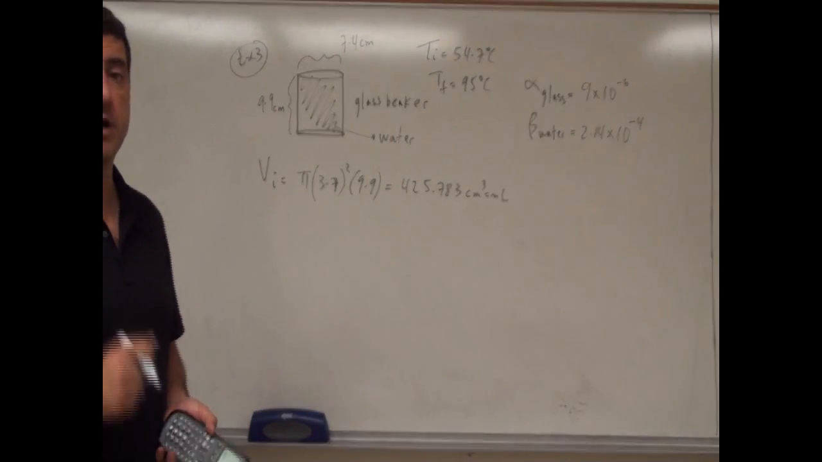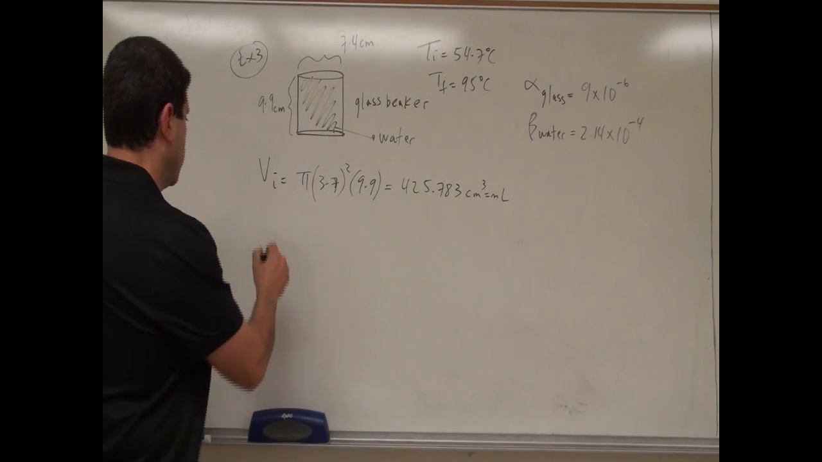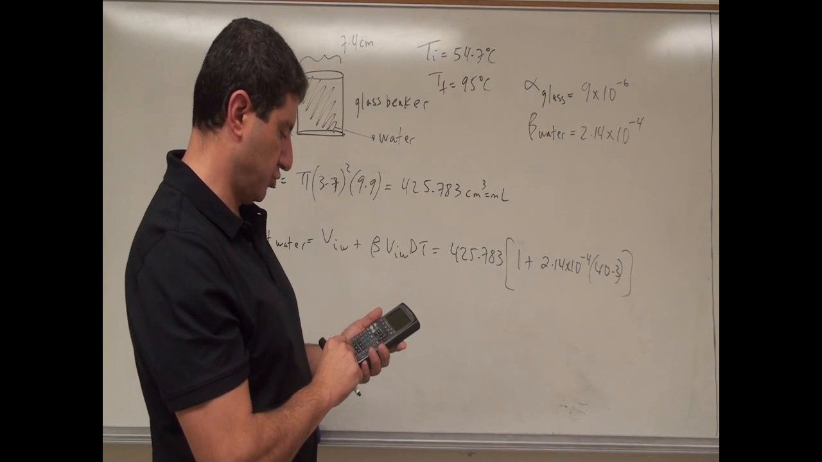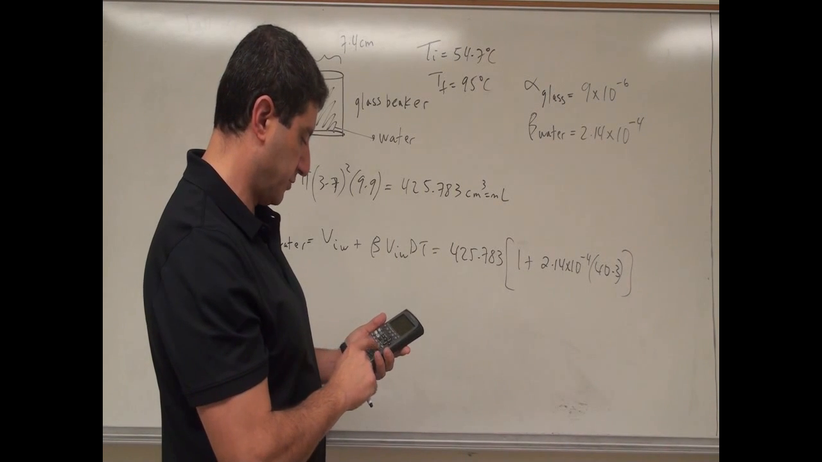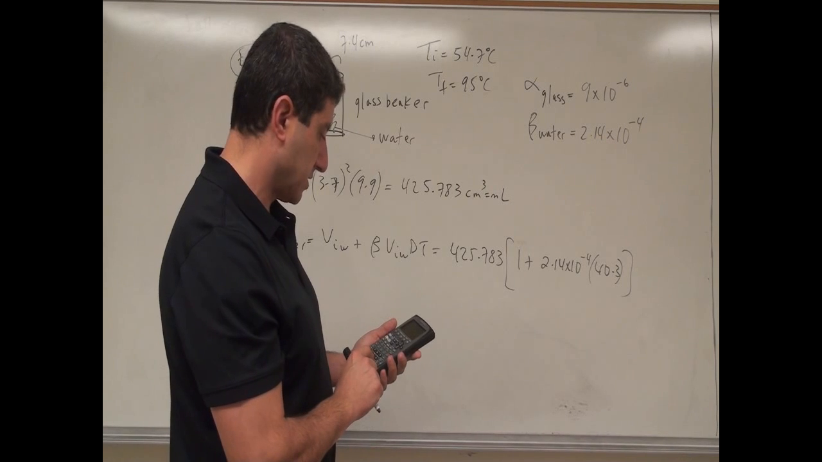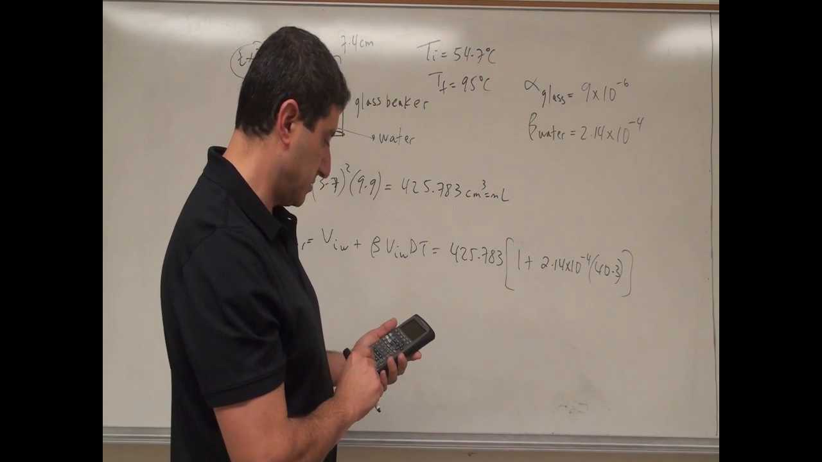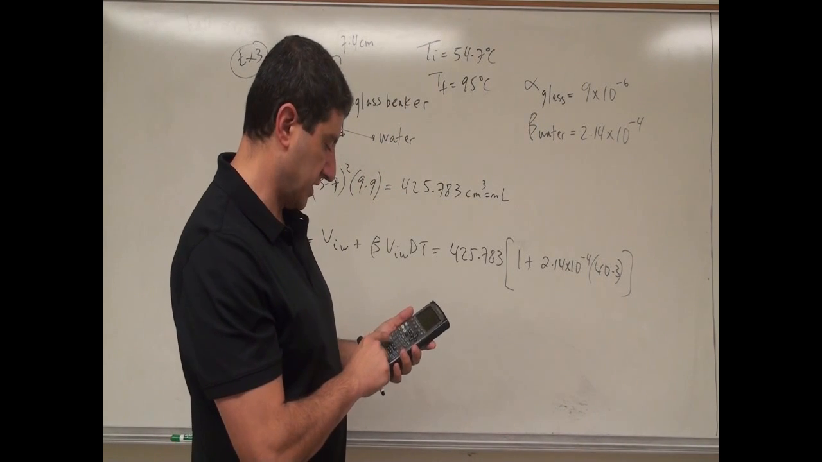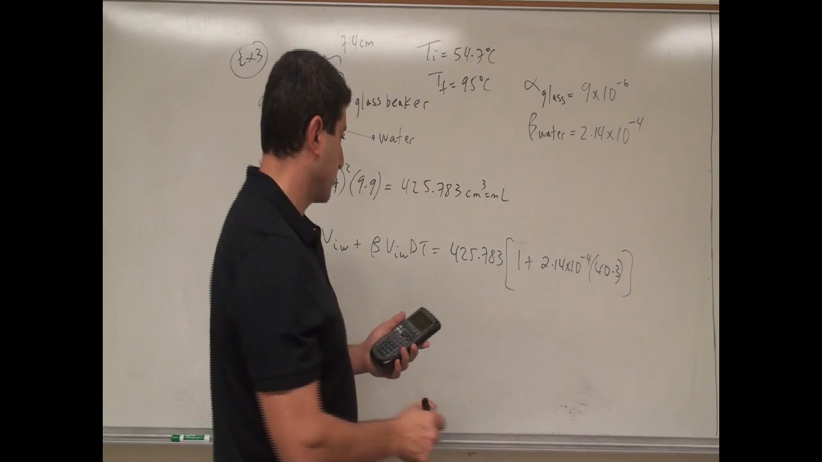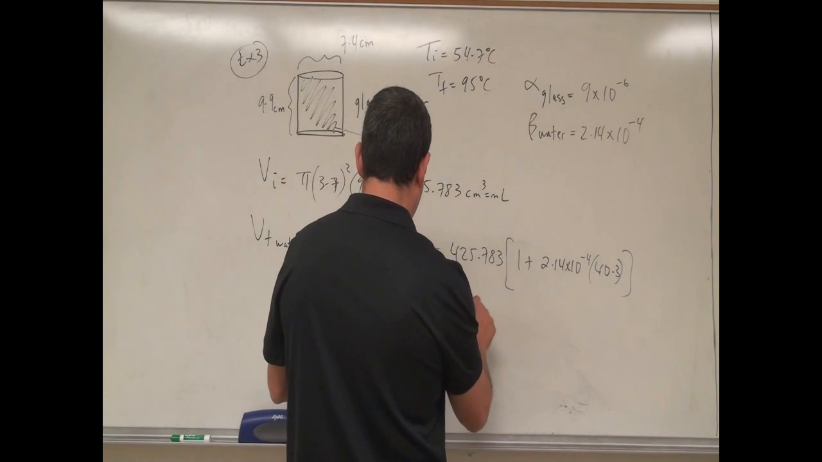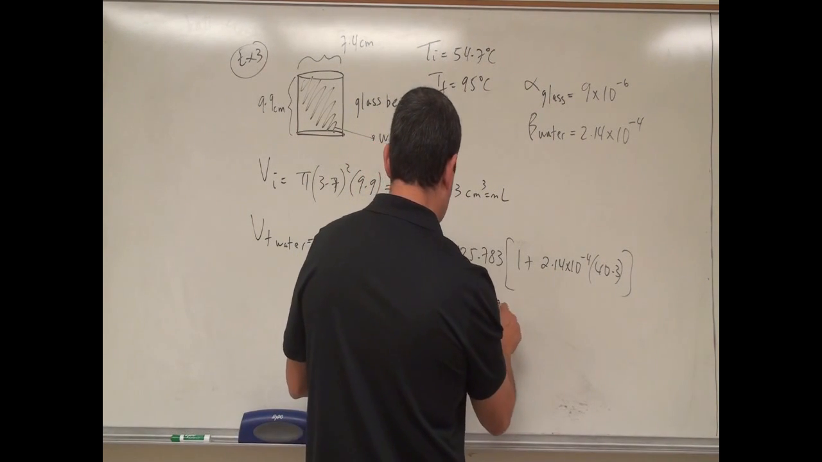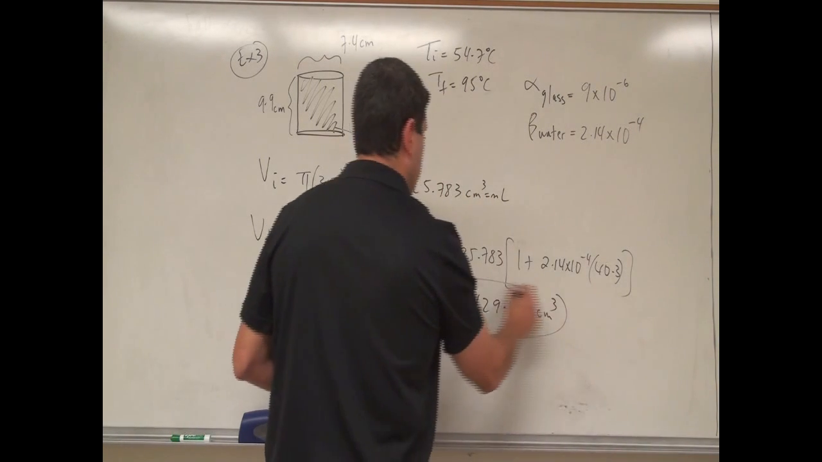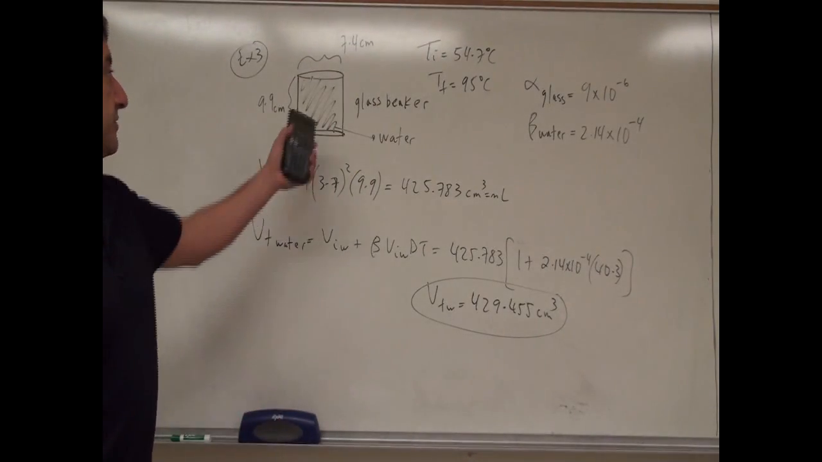So what's going to be the final volume of the water when it expands? The final volume of water is going to be equal to 40.3 times 2.14 times 10 to the power negative 4, then add 1 to that, and then multiply that by 425.783. So the final volume of the water is going to be 429.455 cubic centimeters.